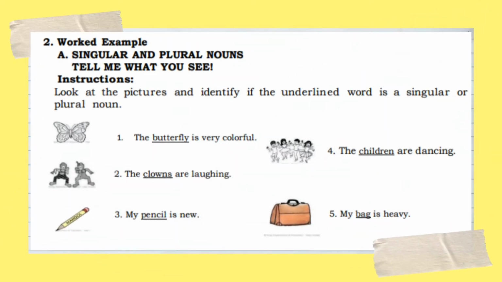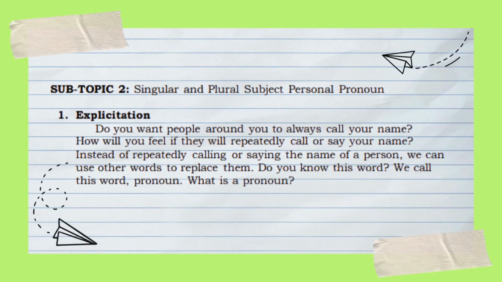So we have here a worked example. So look at the pictures and identify if the underlined word is singular or plural. For number 1, butterfly, of course it is singular. Clowns, plural. Pencil, singular. Children, plural. And bag is singular. Now for day 2, we are going to learn more about singular and plural subject, personal pronoun.